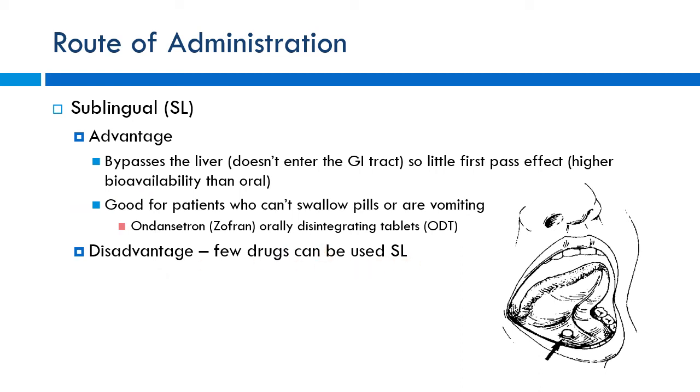Does anyone know any other sublingual drugs you might give? Yeah, nitroglycerin is the other big one. So you might see nitroglycerin, little tiny tablets put underneath the tongue, and they'll do that on the onset of chest pain for angina. Right, good.